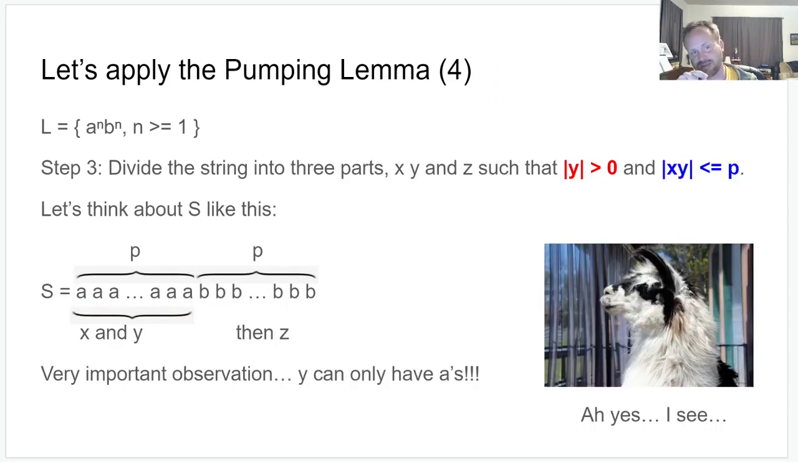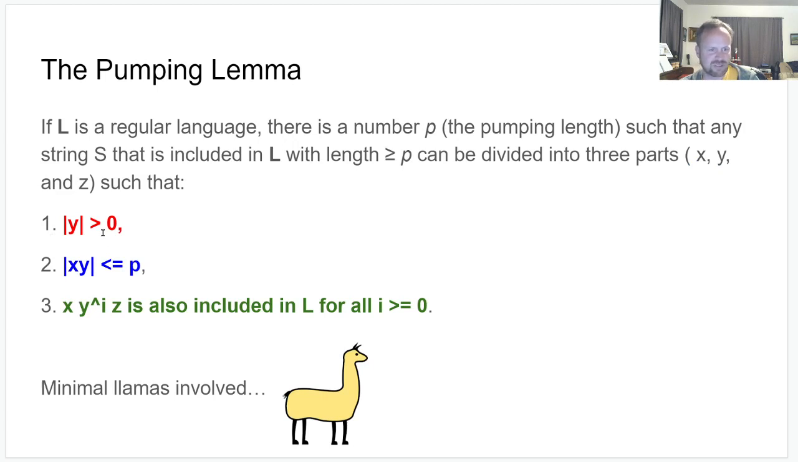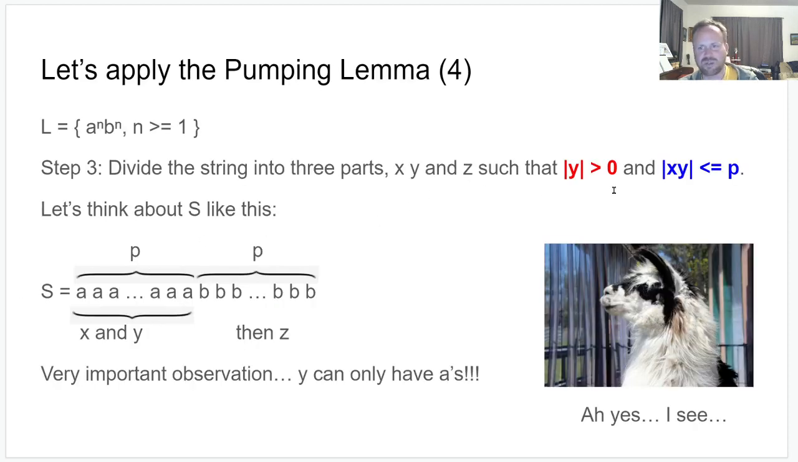So let's remind ourselves, we're trying to prove that language L, which is A to the M, B to the N, is not regular. So step 3, this is where it gets a little funky, but it's our second most important observation. We're going to divide the string into 3 parts, X, Y, and Z. We're going to make little substrings. Now here's the limitations, and this cannot be more important. It's all the way from up here with the 3 parts. One is that the length of Y has to be greater than 0, and the length of X and Y has to be less than or equal to P.